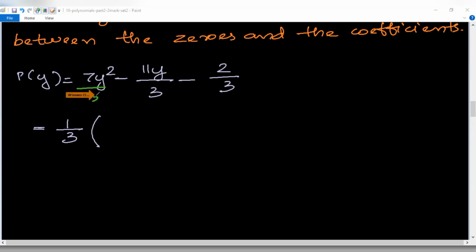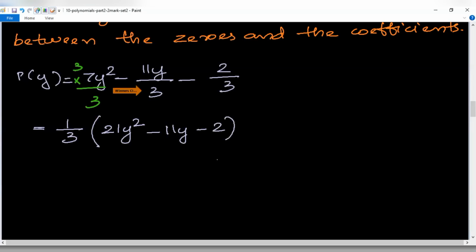So suppose we need a 3 here, what we have to do? We have to multiply the numerator as well by 3. So it is actually 7 into 3, 21 y square is left here, right? 21 y square. Hope all of you understood. See, 3 was not here. If we need a 3 in the denominator, we have to multiply the numerator as well by 3. So it's 3 into 7, 21. 21y square is here. Then minus 11y minus 2.